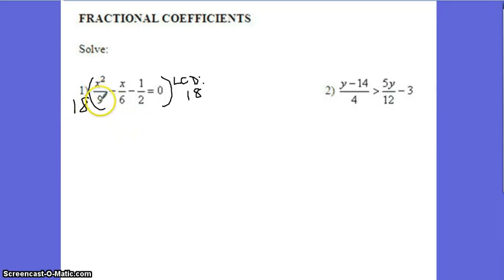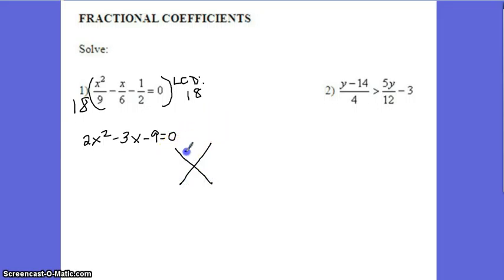So you take 18 divided by 9 is 2 times x squared, gives us 2x squared. 18 divided by 6 gives us 3 times negative x, gives us negative 3x. 18 divided by 2 is 9 times the negative 1 gives us negative 9 equals 0. Now this should look familiar on your solving.